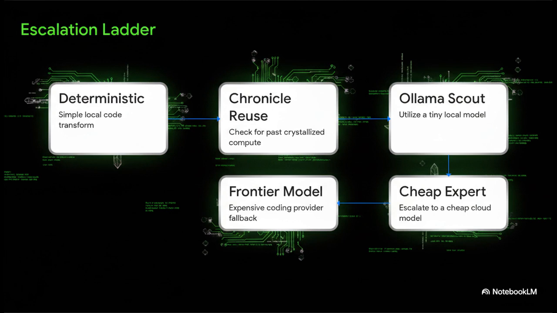Step 1 is entirely deterministic. If a simple local code transform can do the job, boom, it stops right there. Step 2 checks for chronicle reuse, meaning it looks for a past crystal. Step 3 utilizes an Llama Scout, which is a tiny local model. Step 4 escalates up to a cheap, specialist cloud model. And only at Step 5, if literally everything else fails, does it finally call an expensive frontier coding provider.